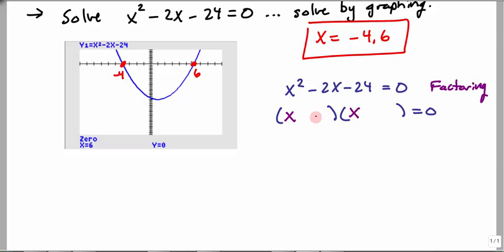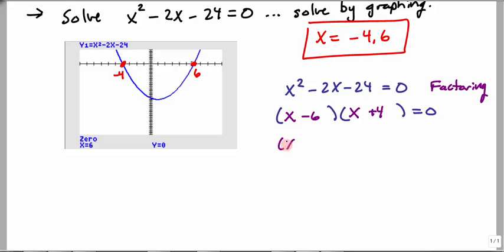So I want to do the reverse FOIL on this, or the box method, or the AC method, depending on what you learned in Math 095, or the reverse FOIL again. If we take a -6 times a +4, I'll get -24. And if I take a -6 plus 4, I have my -2. So this is factored correctly.